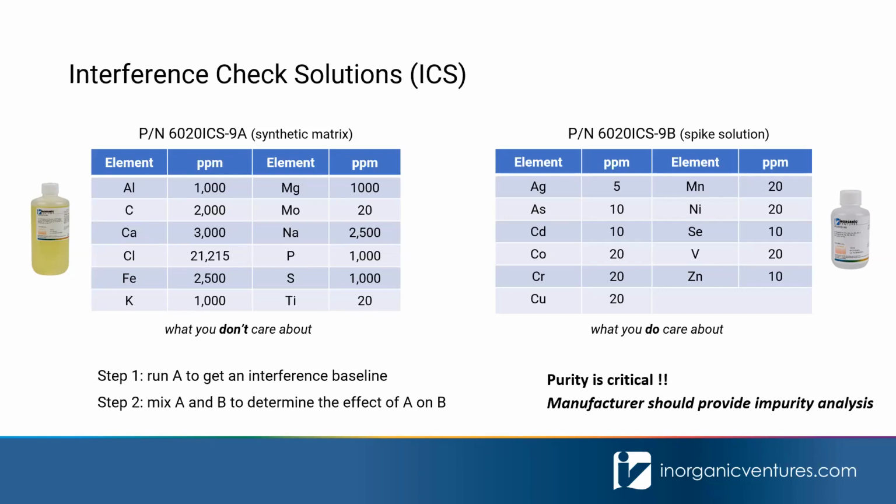One of the things that's absolutely critical when you're doing any interference check assessment is the purity of the material. And if you are going out into the market and purchasing a commercially available standard, you really should expect that manufacturer to provide you with an impurity analysis for these solutions, because that will be critical when you're trying to decide, is this an interference that I'm seeing, or is it perhaps a slight impurity? And so that is a commercially available approach.